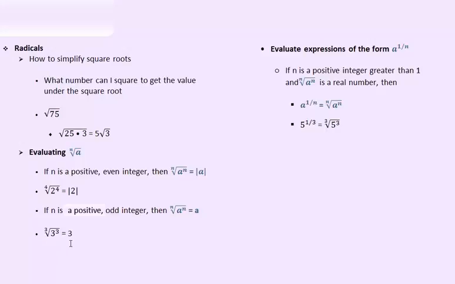If we have an expression where we have the base to the 1 over nth power, and n is a positive integer greater than 1, we can rewrite it as the nth root of a, which we can see in our example where 5 to the 1 over 3 power can be written as the cube root of 5.